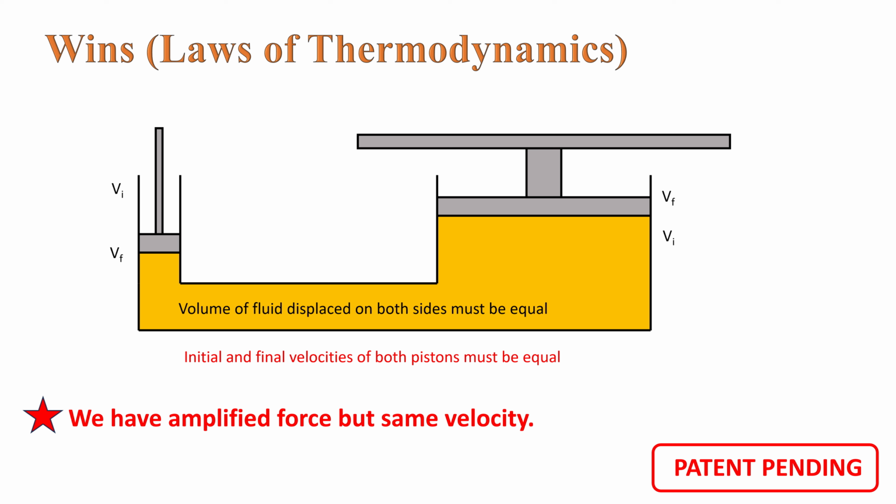The wins outrun the losses. For incompressible fluid, the initial and final velocities of the pistons are conserved. This means that if the final velocity of the smaller piston is x, the velocity of the output piston rod will also be x during impact. We have lost piston height, but it's a fair trade.